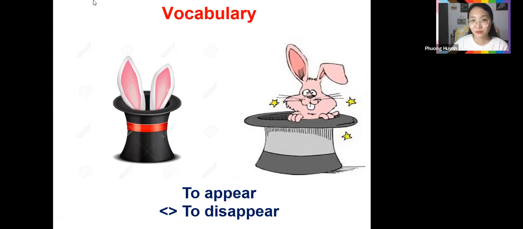All right, so I say the rabbit appears, and then it disappears. Con thỏ nó xuất hiện và sau đó nó biến mất. Lát nữa bạn sẽ nghe động từ này. Một con ma nó xuất hiện và sau đó nó biến mất. The ghost appears and then disappears. Okay? So try to remember the meaning. Cố gắng mình nhớ cái nghĩa ha.